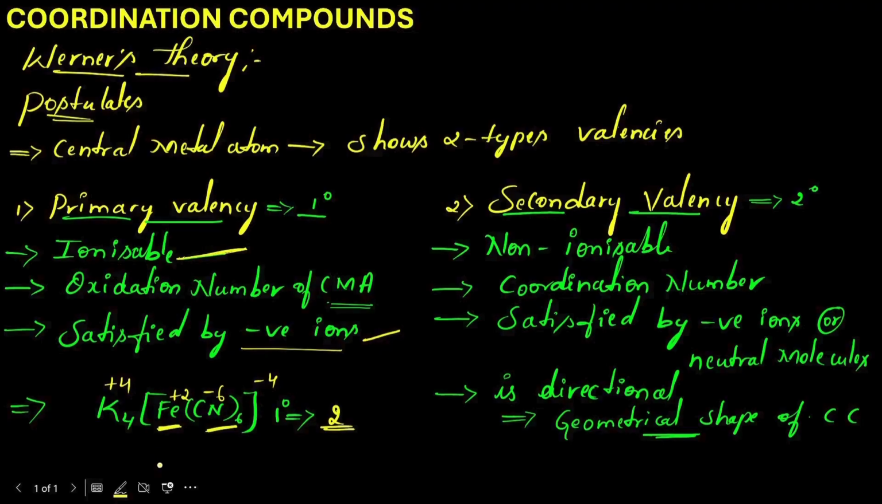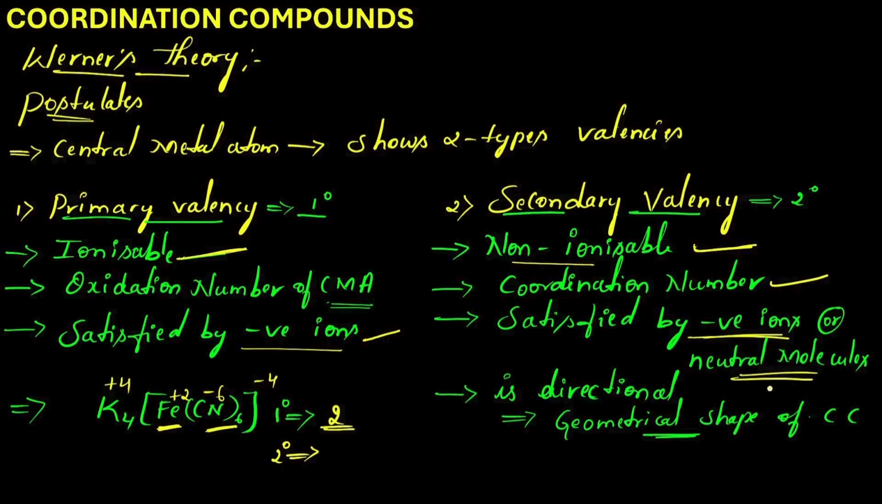Next, coming to secondary valency. Secondary valency is non-ionizable, which is equal to the coordination number, and satisfied by negative ions or neutral molecules. So first we will identify the coordination number. We have 6 CN ligands, and all 6 donor atoms are attached to the central metal atom. Therefore, the coordination number is 6, which is also called the secondary valency.